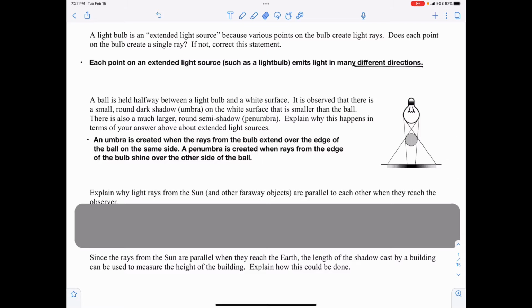The umbra is created when rays from the bulb extend over the edge of the ball on the same side. The penumbra is created when rays from the edge of the bulb shine over the other side of the ball. And you can see that like this.